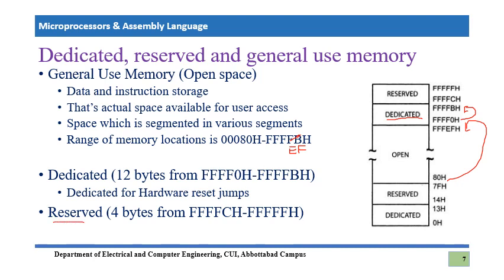The reserved part, the last part of the memory, ranges from FFFFC hex to FFFFF hex. How many bytes are these? These are just 4 bytes, and these are used for future products and promotions. These are reserved by the Intel Corporation itself. So in the 8086 these 4 bytes were available for future products, right? So that's it for the different kinds of memory.